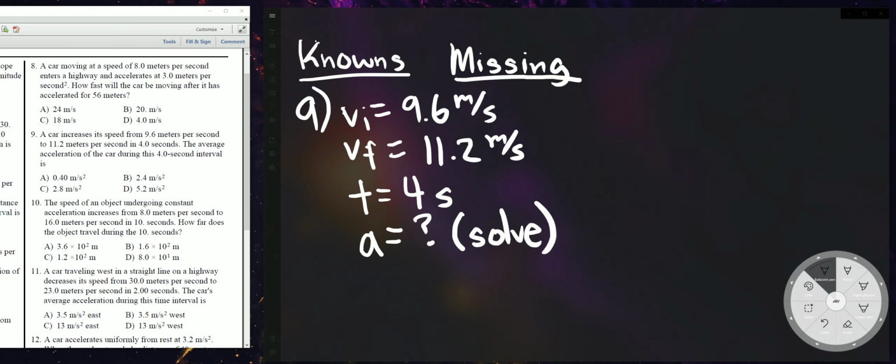Solve. So what are you missing? You are missing d. Which formula has all these variables and is missing d? Well, vf equals vi plus at. Okay?